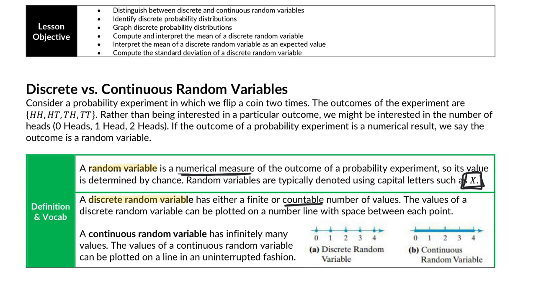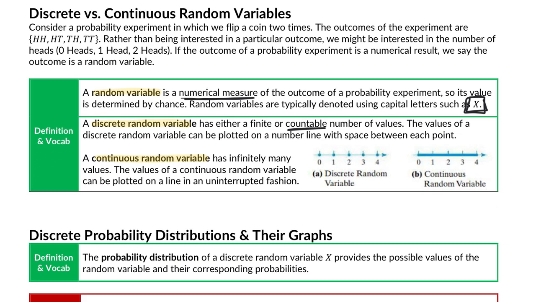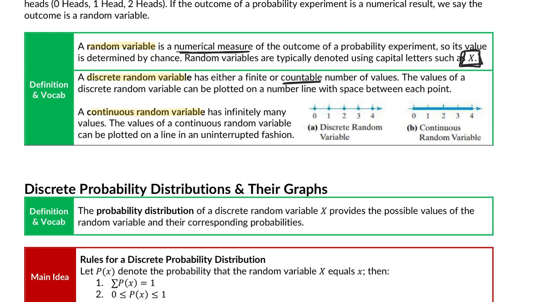So it's not continuous. On the other hand, a continuous random variable has infinitely many values. The values of a continuous random variable can be plotted on a line in an uninterrupted or continuous fashion. See, this is a continuous random variable. You could have 0, 0.1, 0.2, 2.5, 3.75, all of the numbers in between these discrete numbers. Do you see the difference between discrete and continuous? Cool. So we're going to focus this chapter, chapter 6, on discrete random variables. Like I said, chapter 7 will catch up with our continuous random variables.